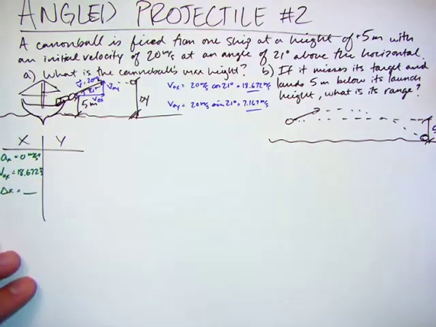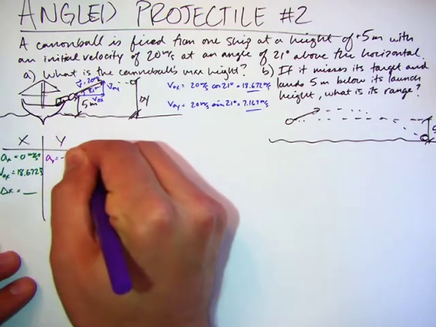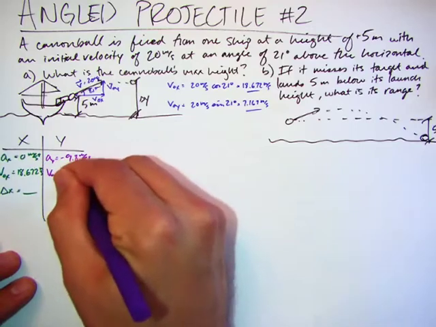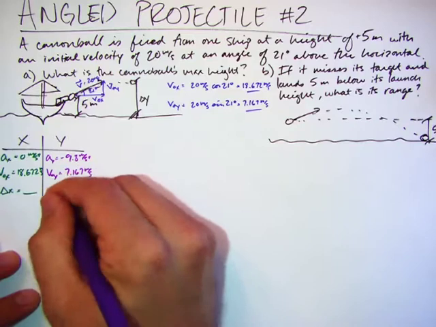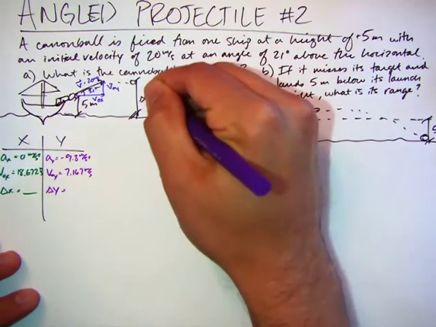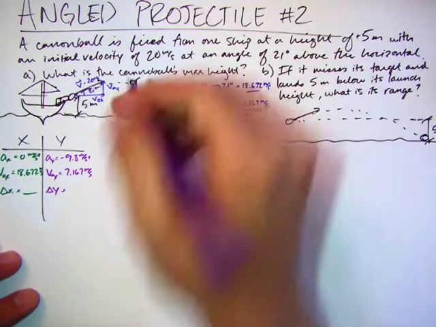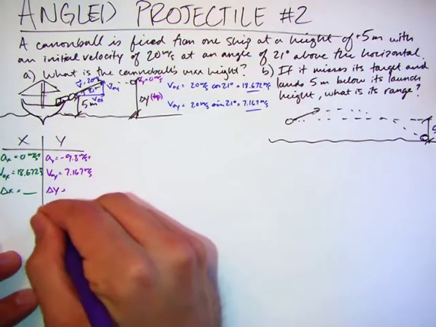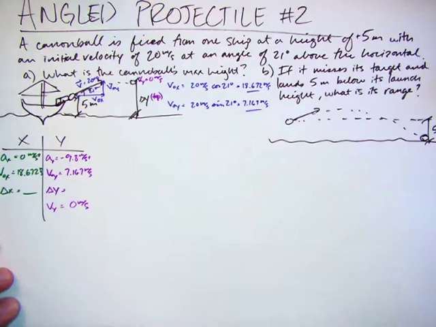Okay, for y, ay is negative 9.8 meters per second squared. And v naught y is positive 7.167 meters per second. And I want to know delta y at the peak, top. Okay, so this is the first half of the problem. Well, what do I know? I know that Vy at the top is 0. So I can apply that. I do not know my time.